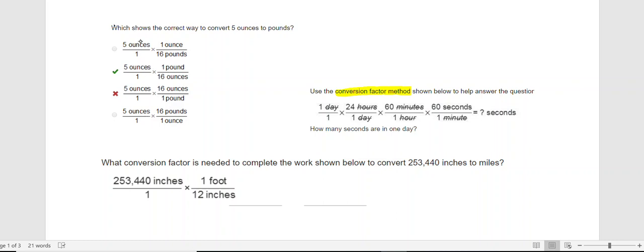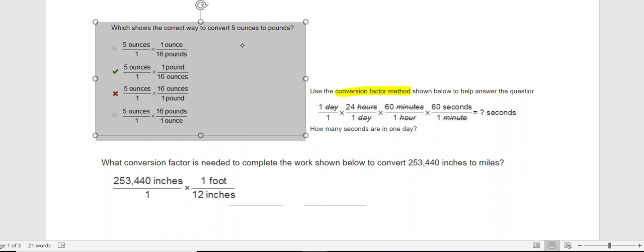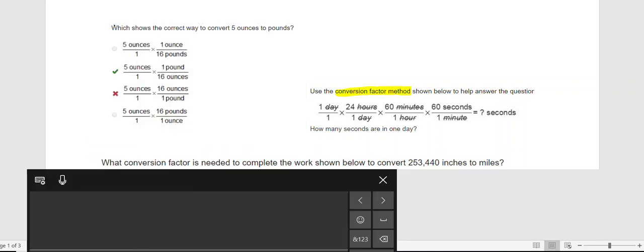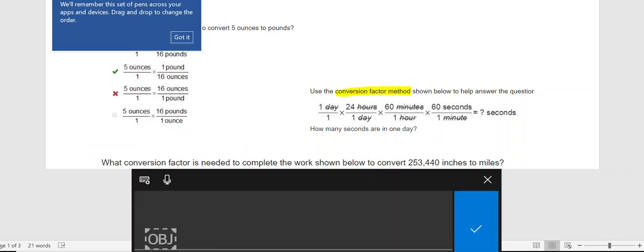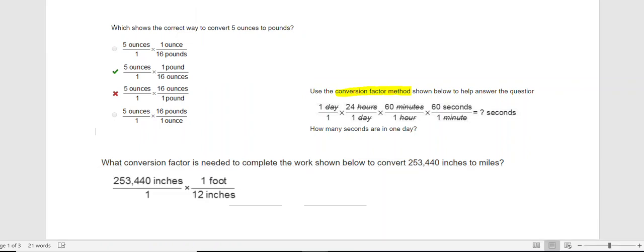So we see in the first fraction, that's what we're starting with. We are starting with 5 ounces. So for all of the answer choices, we see that we're starting with 5 ounces. Now we're trying to convert 5 ounces to pounds. So we have to decide, what should I multiply by so that I cancel ounces and am left with pounds.